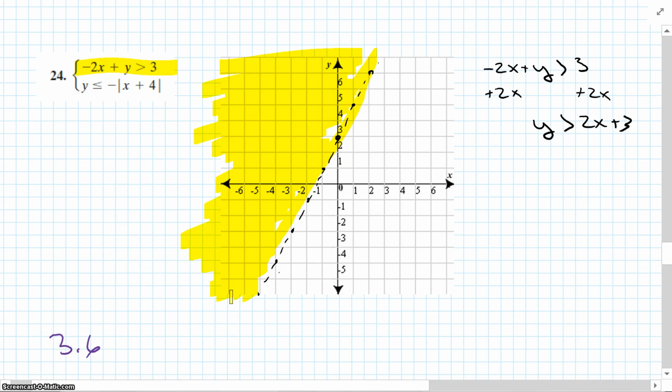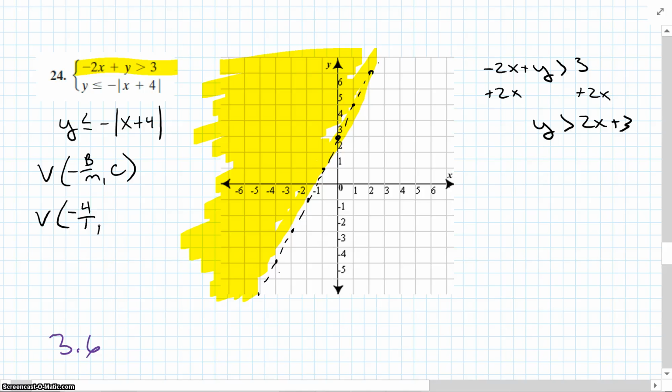The next one, y is less than or equal to negative x plus 4. So we know we can also solve this way. Y is less than or equal to negative x plus 4. So our vertex is negative b over m comma c. Our b value is 4 over m, which is 1. Our c value is 0. So our vertex is negative 4, 0. So here's our vertex. And it's going to have a slope of negative 1. And it's a solid line because it's less than or equal to.